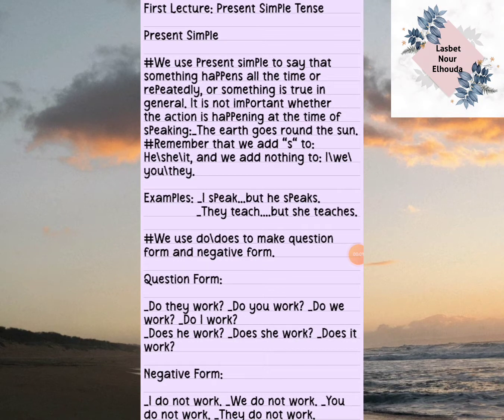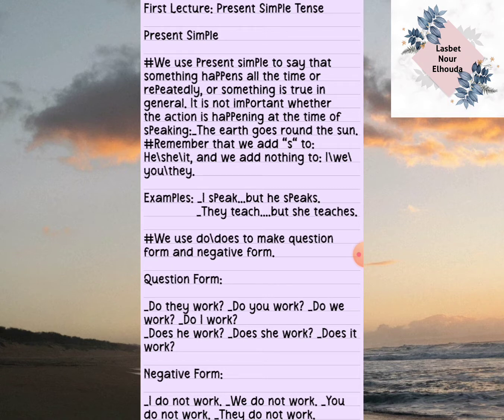Today I'm going to deal with the present simple tense. As we know, the present simple tense is very important to study English and to write sentences, paragraphs, essays, etc. So, we use present simple to say that something happens all the time or repeatedly, or something is true in general. It is not important whether the action is happening at the time of speaking. For example, the earth goes round the sun.